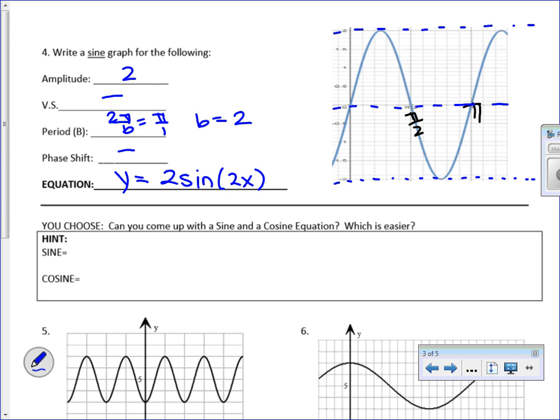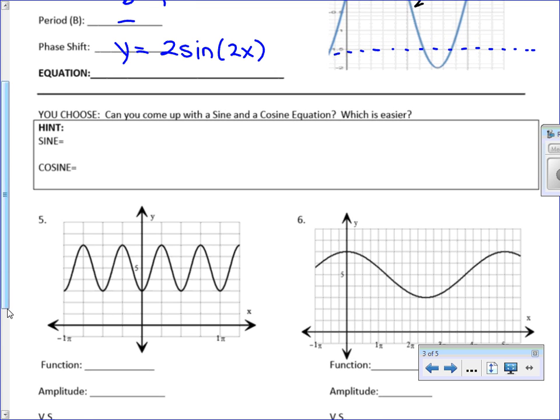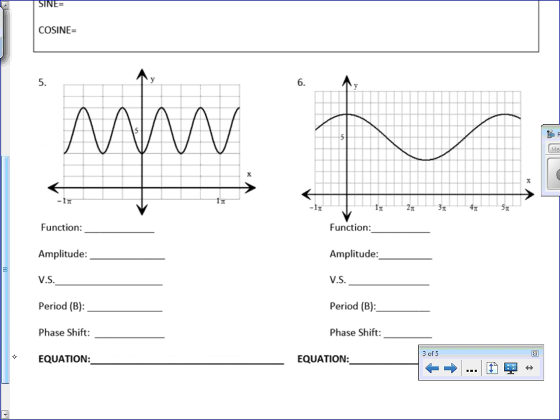All right, now I would be super nice and tell you if it's going to be sine or cosine every time, if that's how it was on your test, but it's not. So on your test, it's going to say write the equation. There's not going to be any information here about sine or cosine. It's just going to say equation.